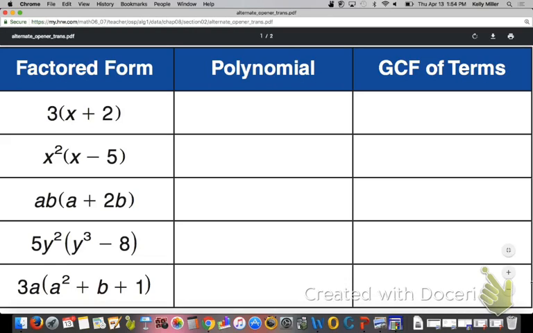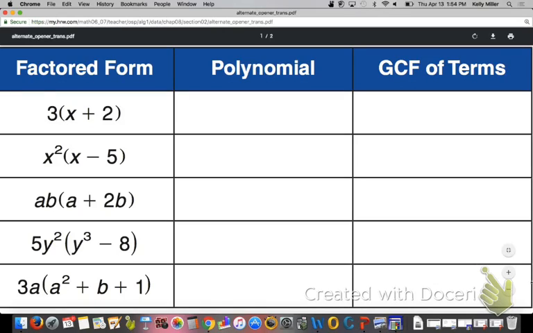Okay. Distribute here. What do we get? 5y to the 5th minus 40y squared. Good. What's the GCF of 5 and 40? 5. The GCF of y to the 5th and y squared is y squared. Wouldn't it be 8? No, because 8 is not divided into 5.